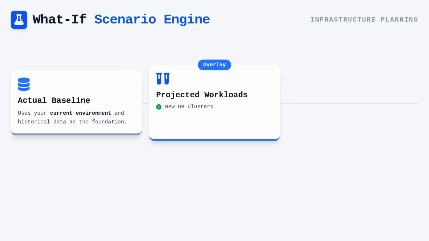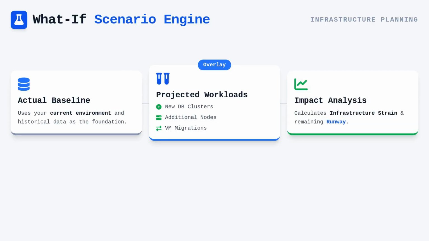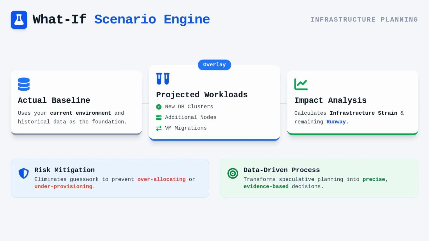You might simulate the addition of 5 nodes to a cluster or the migration of a specific set of virtual machines from a legacy platform to your Nutanix environment. The engine uses your historical data to calculate the resulting infrastructure strain, effectively answering whether your current configuration can support these additions without compromising existing service levels. This capability transforms capacity planning from a speculative exercise into a data-driven process that minimizes the risk of over-allocating or under-provisioning your physical hardware.